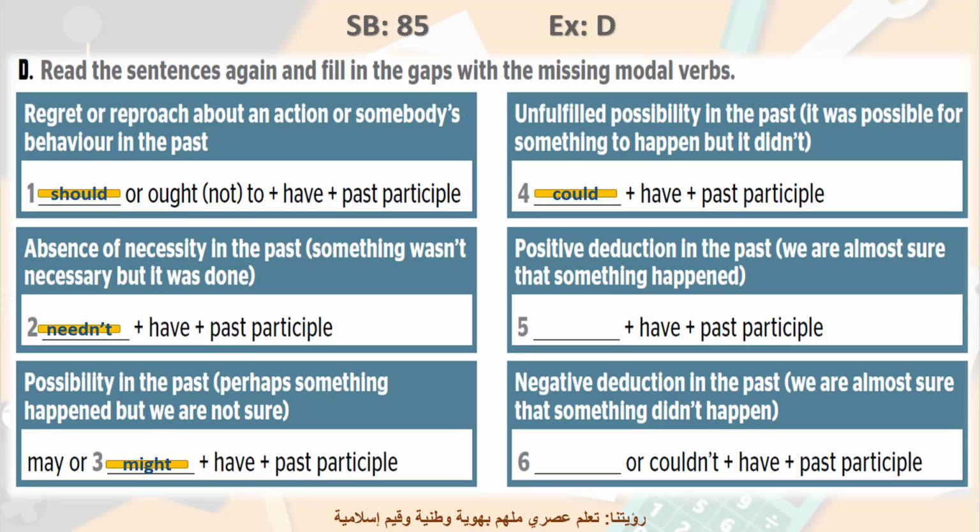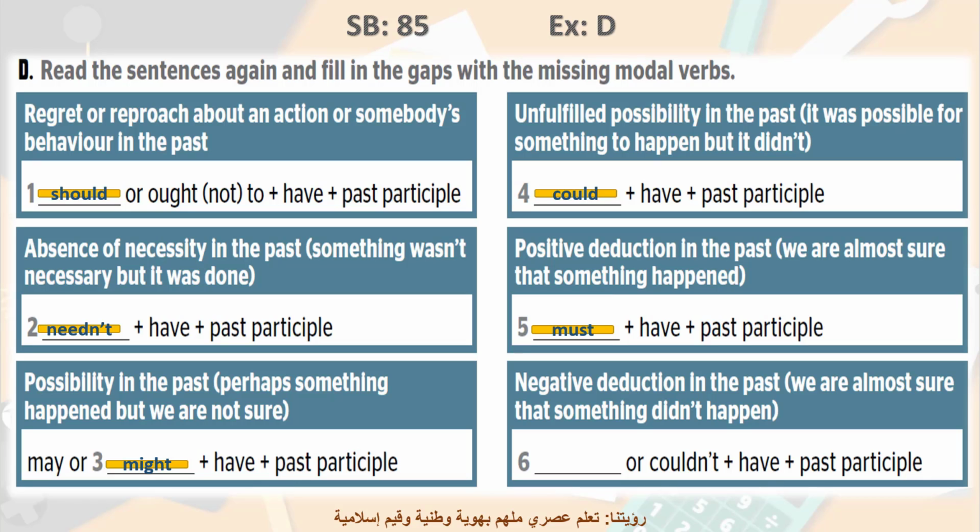Number 5, positive deduction. يعني استنتاج إيجابي in the past. We are almost sure. Almost sure يعني متأكدين بدرجة كبيرة جدا. تقريبا متأكدين. That something happened. Here we use must have plus past participle. In the present we use must plus base form يعني الفعل في المصدر أصل الفعل. But in the past we use must have plus past participle.